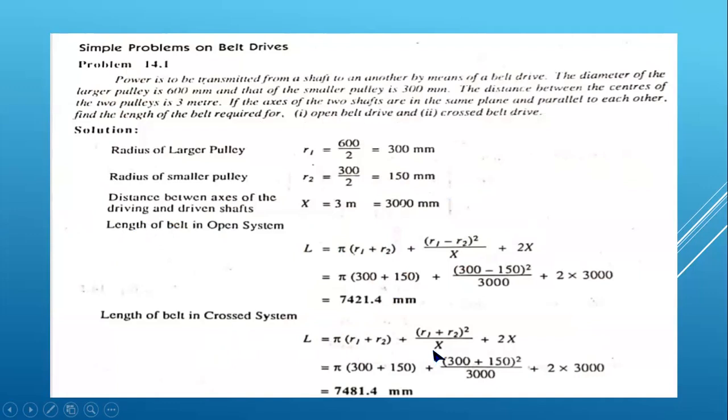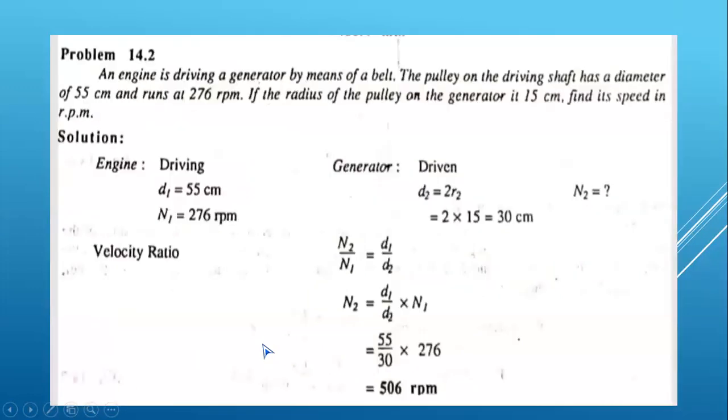And for the cross belt system, you have the equation L equal to pi into (R1 plus R2) plus (R1 plus R2) whole square divided by x, plus 2x. If you substitute the values here, you will get the length of the belt in case of cross belt drive. Next, come to the point, the velocity ratio problem. Here, you have the diameter of the pulley T1 and the speed of the pulley.